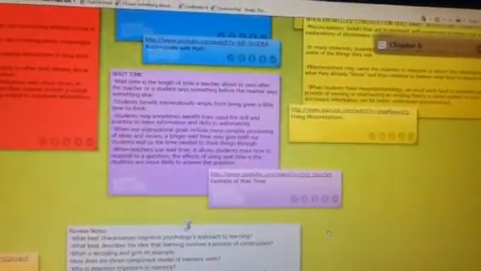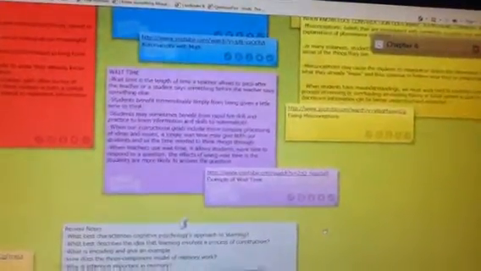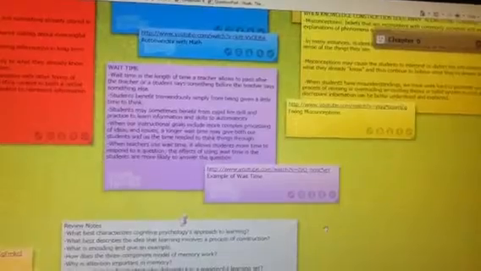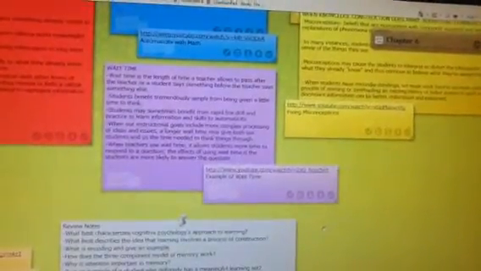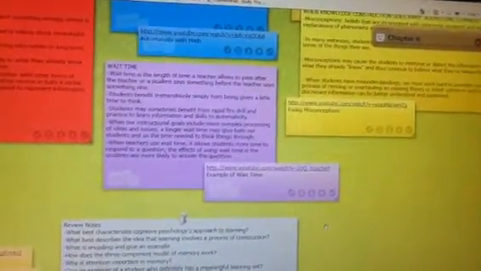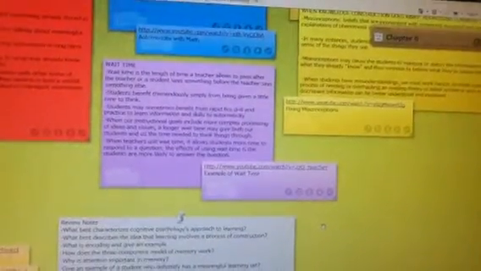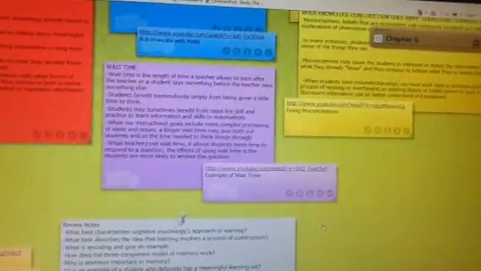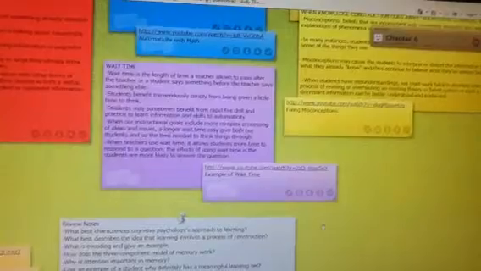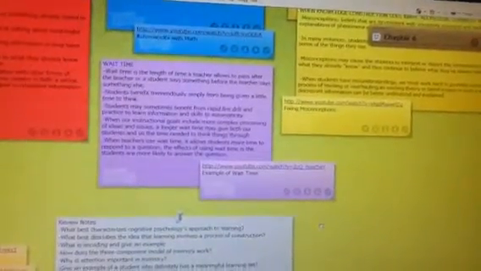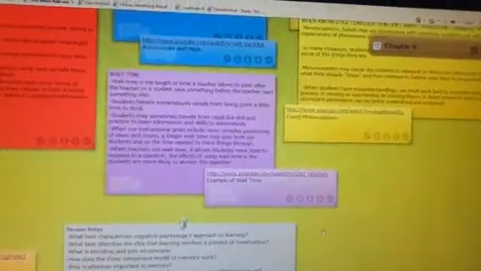Okay, when we talk about wait time, and I don't hear that term out in the public school system, but I know exactly what it is. Wait time is the length of time a teacher allows to pass after the teacher or a student says something before the teacher says something. So perhaps you as a teacher would pose a question, and then you pause and you give the students time to think about it. They then hopefully respond after a certain amount of time is given.